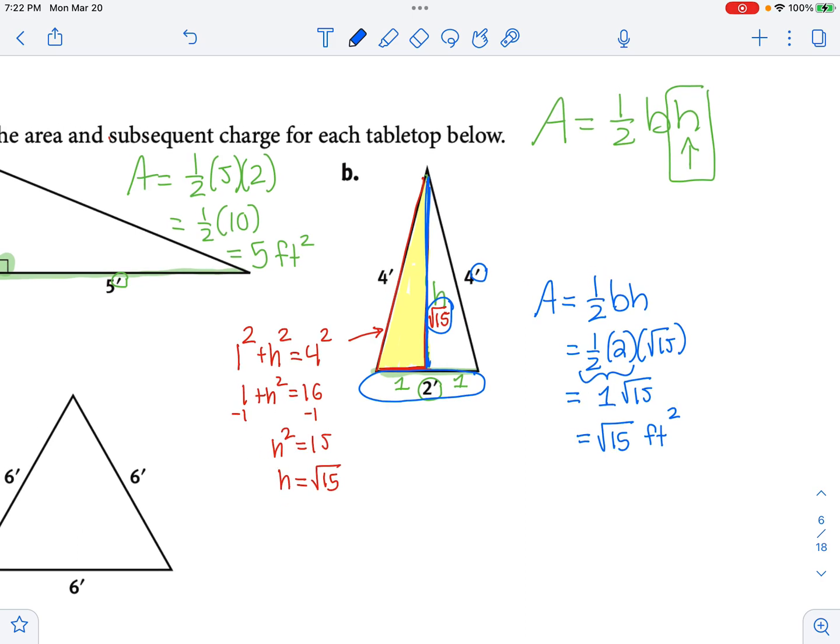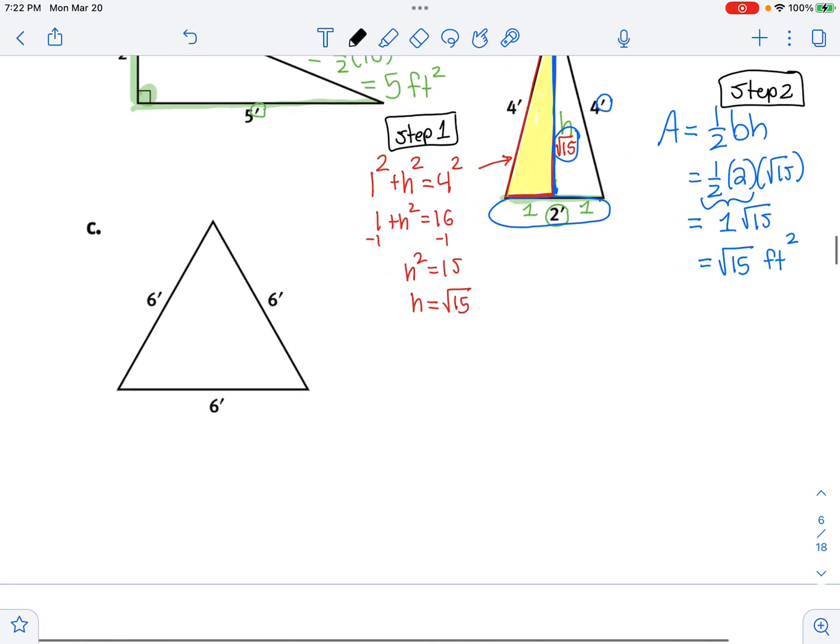So this type of problem is more of a 2-step problem. Step 1 is basically find the height, and then step 2 is use that height to find the area of the full triangle. Okay, looking at another example.